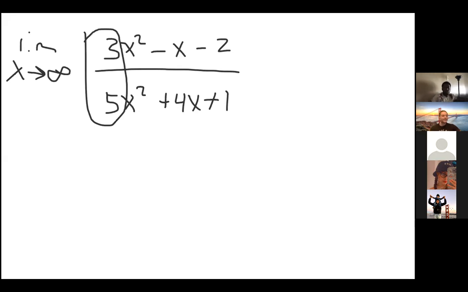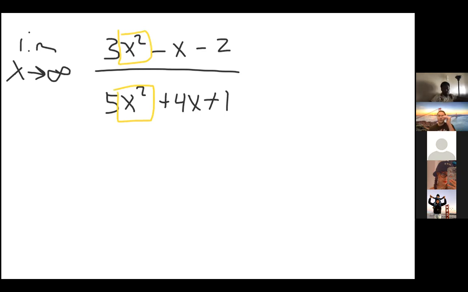I'll explain this now. A little quick rule. I'm going to talk about it first, then I'll go ahead and prove it. If we have the same power on the top and bottom, in other words, the highest power is x squared over, the highest power is x squared.